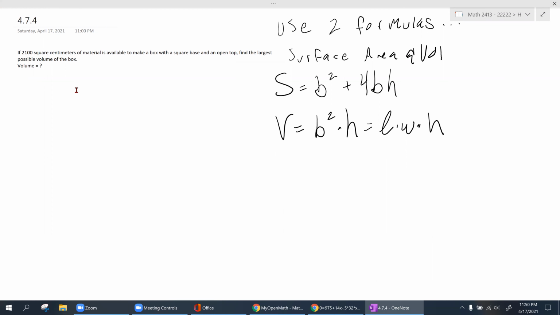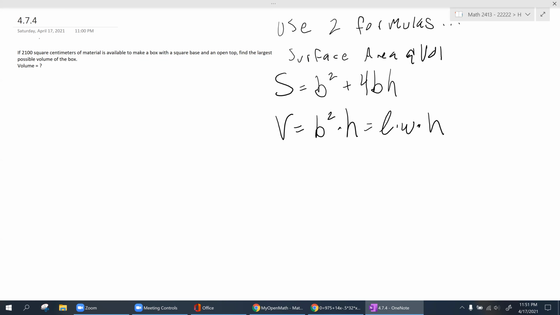Something that you may end up seeing for your exam 3, which would be approximately in a few days. So you have a question. The question states, if 2100 square centimeters of material is available to make a box with a square base and an open top, find the largest possible volume of the box.